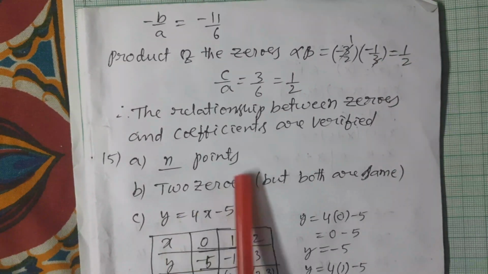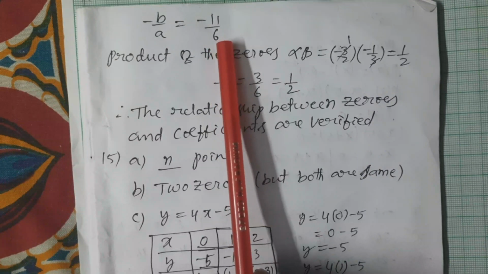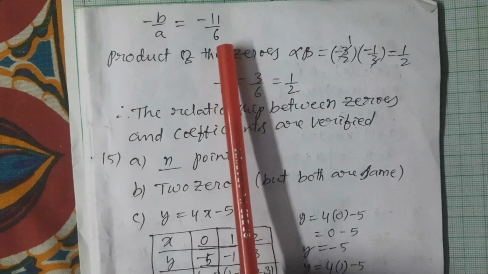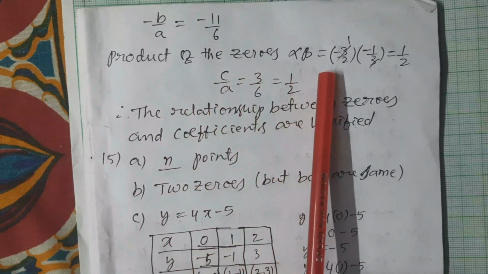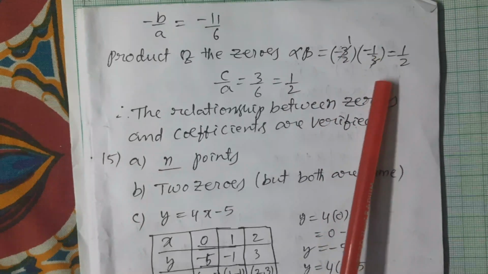As per the formula, the sum of the zeros is minus b by a, that is minus 11 by 6. Already we know that the b value is 11 and the a value is 6, so we got minus 11 by 6. Product of the zeros, alpha beta, is minus 3 by 2 into minus 1 by 3.